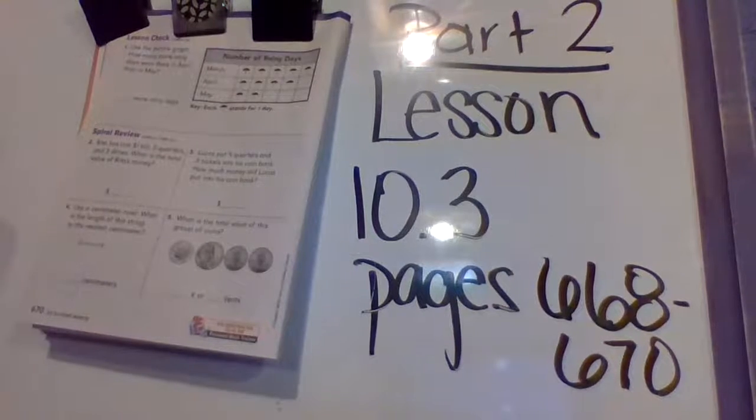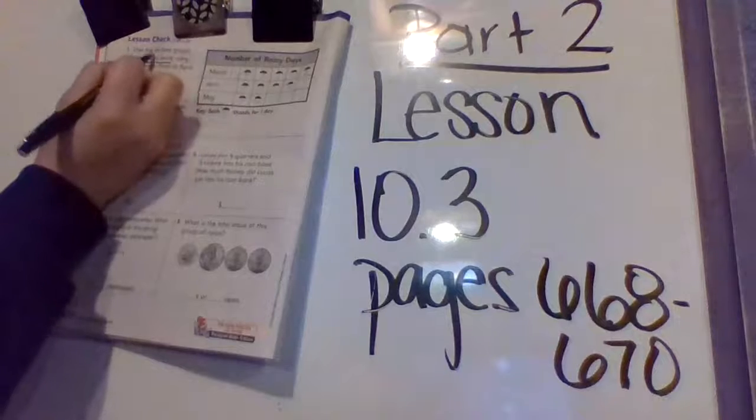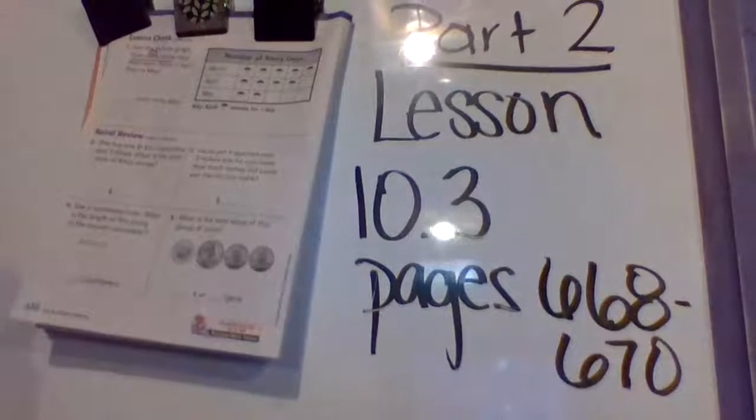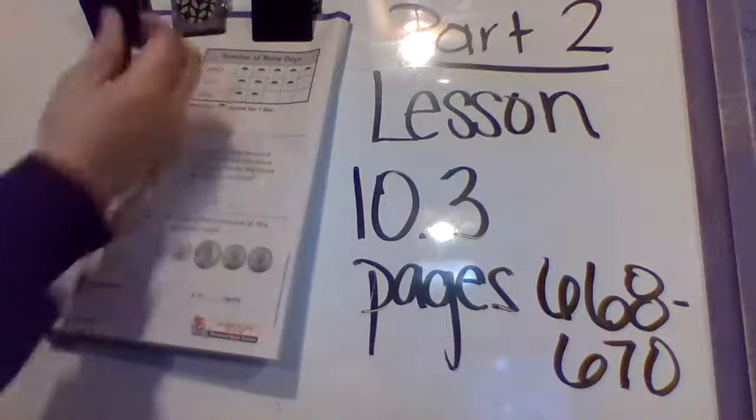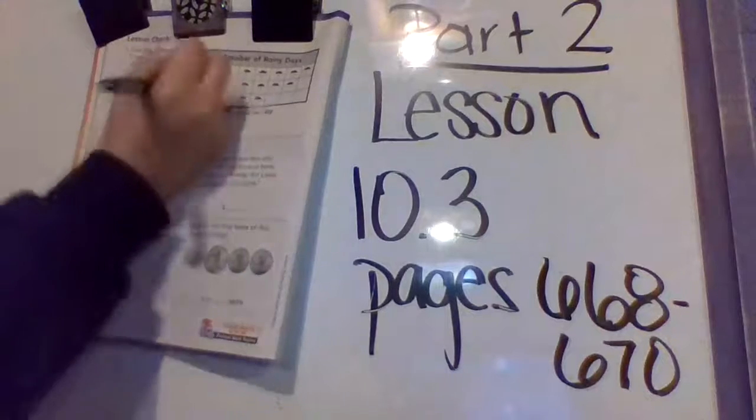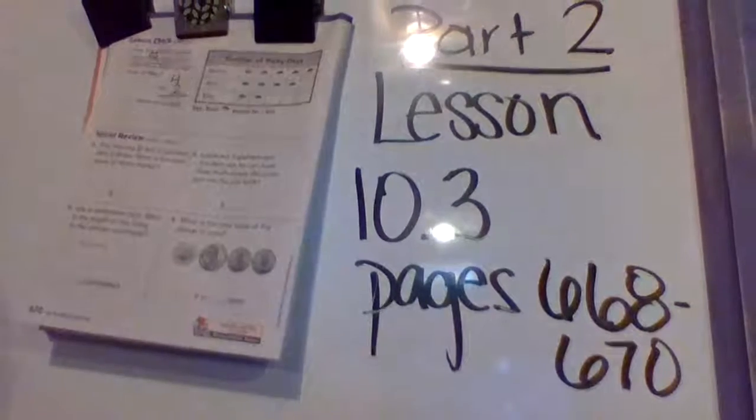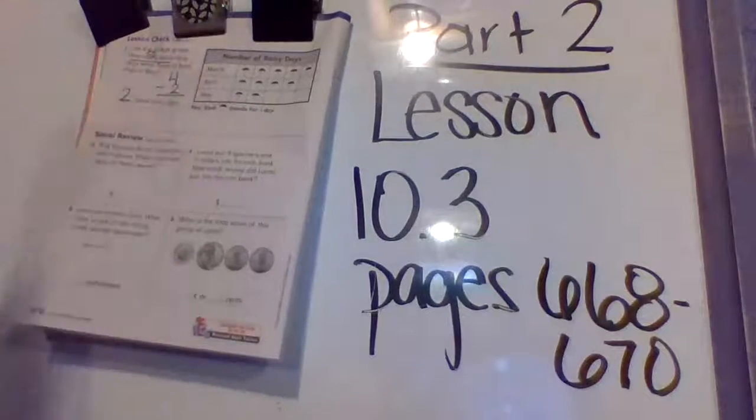So using this picture graph, how many more rainy days were there in April than in May? So in April we had 1, 2, 3, 4, and we know we have to subtract the days in May, so 1, 2. So how many more rainy days were there? 4 minus 2 equals 2.